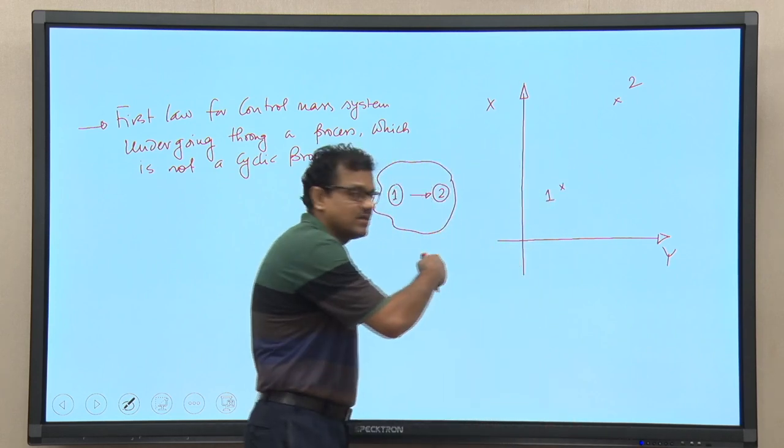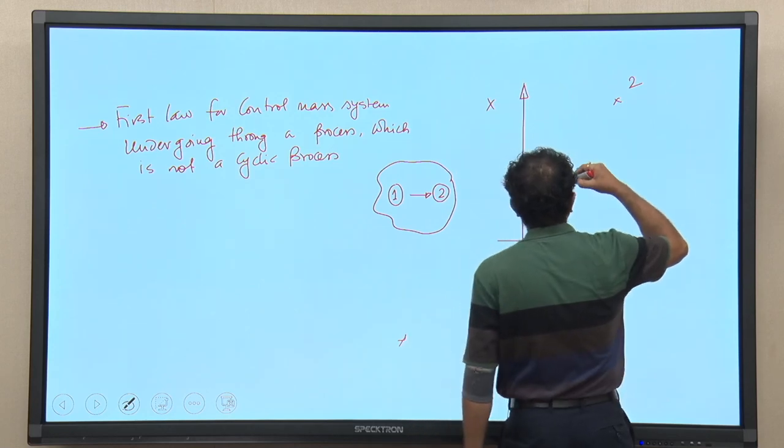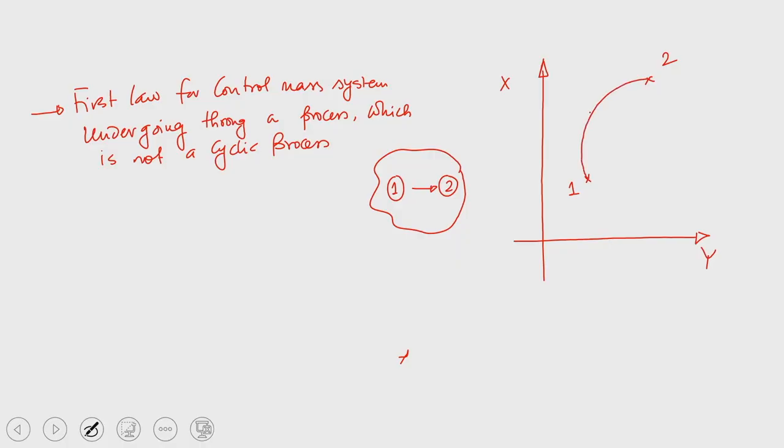Now, when the system is changing its state from 1 to 2 following this path A and coming back to the same state following this path B, if we supply heat to the system, as I told you, it has the capability to do some work. So, it changes state from 1 to 2 and again comes back to the original state. Now, we try to write this for the path process A plus B.